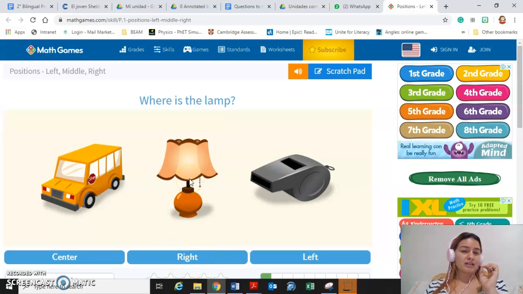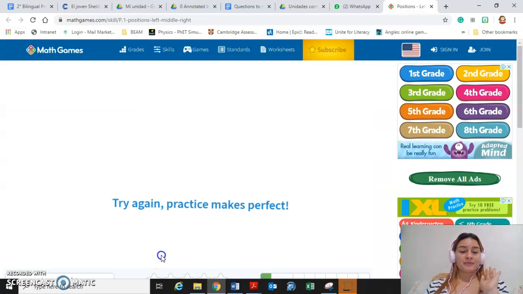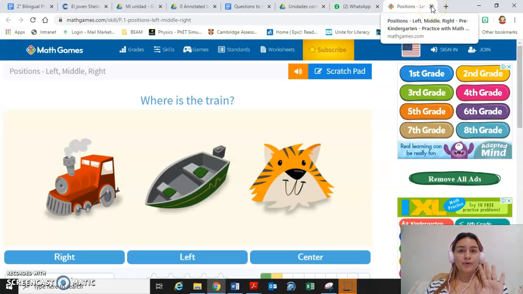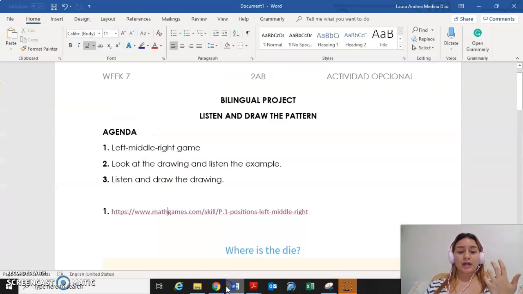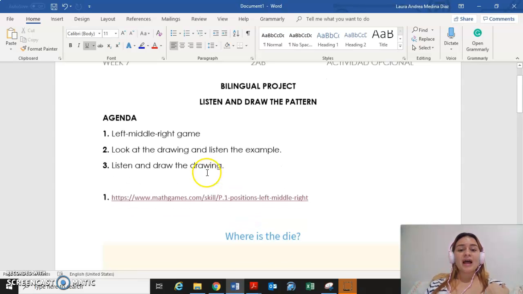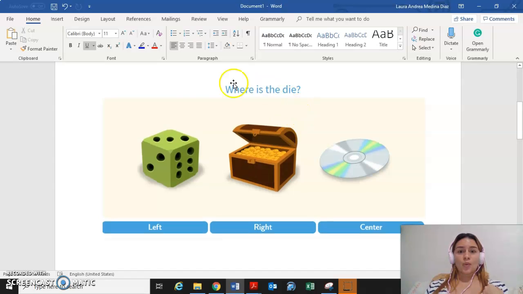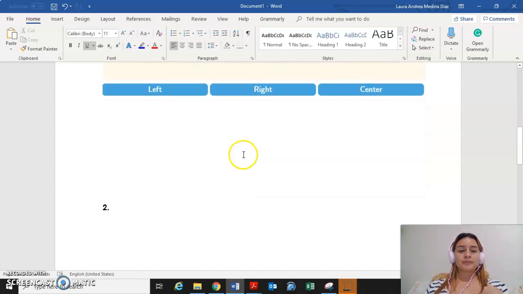Is the lamp on the right? What do you think? Let's try to put right, and it's not correct. So I'm not going to do the whole game with you. The idea is that you practice it. And then I put here an example of what the game is about.